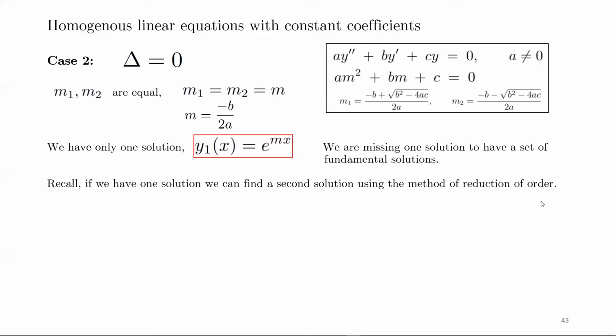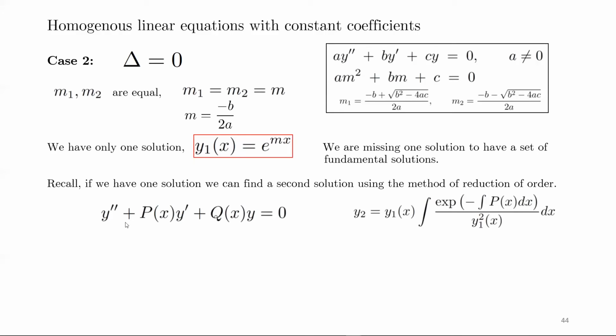Remember, the method of reduction of order worked for an ODE in this form here: y double prime plus p of x, which is any function of x, times y prime, plus q of x, which is any function of x, times y, equals 0. In our case, we're dealing with constants. Because a is not equal to 0, we can always divide through by a to get y double prime on its own. Recall, using the method of reduction of order, the second solution can be generated from the first using this integral here.